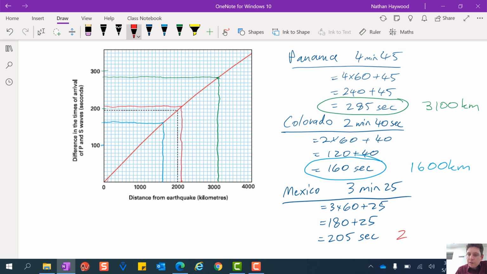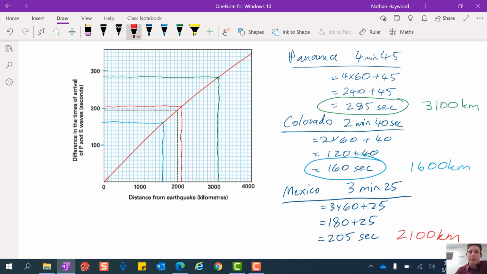So it's 2,100 because it's going up in hundreds along this axis. So we have our 3 distances. These are the distances of the earthquake to these locations. So how far away the earthquake was from these three locations.